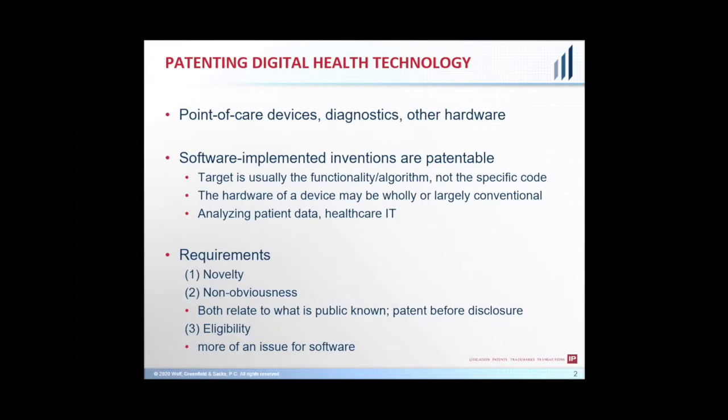And as a practice tip, it's important to patent before you disclose anything. So definitely think about patenting if you're ever going to disclose something to the public as it relates to your company. And you also have to meet the eligibility hurdle. And this is where it's become more of an issue in the software space in contrast to devices and instruments where there's not as much of an issue. And I'll touch base a little bit more about that in future slides.